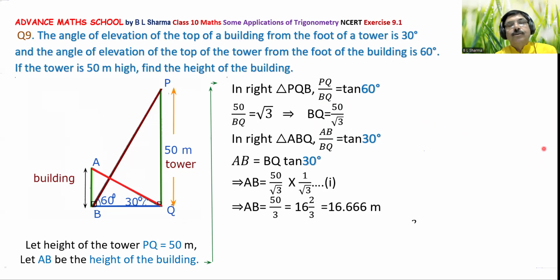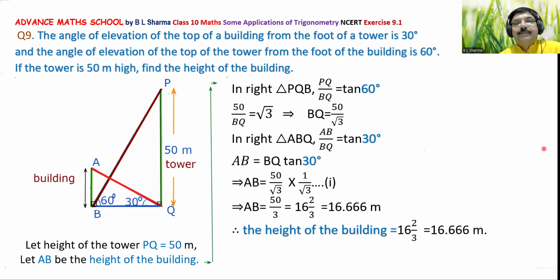That's all for this question. So write the answer statement. So the height of the building means this AB is 16.666 approximate value. That's all for this question. Here in place of BQ, you have written here 50 upon root 3.